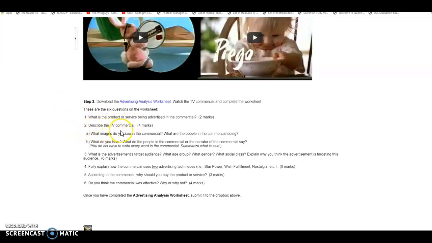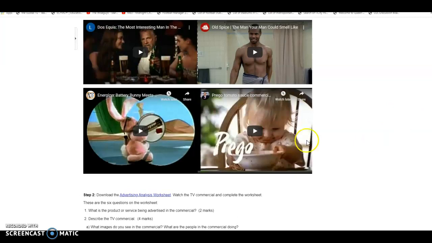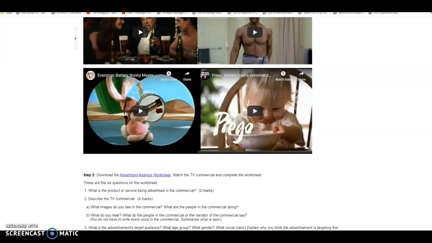Number 2, describe the TV commercial. This is a 2-part question. Part A, what images do you see in the commercial? What are the people in the commercial doing? If you watch this Prego spaghetti sauce commercial, you're just going to describe what the actors and the characters in the commercial are doing. Simply put, what do you see in the commercial?